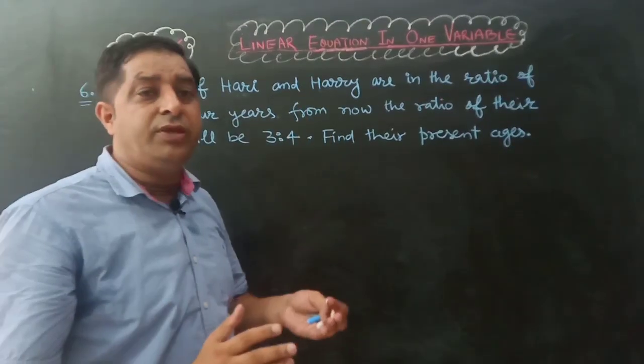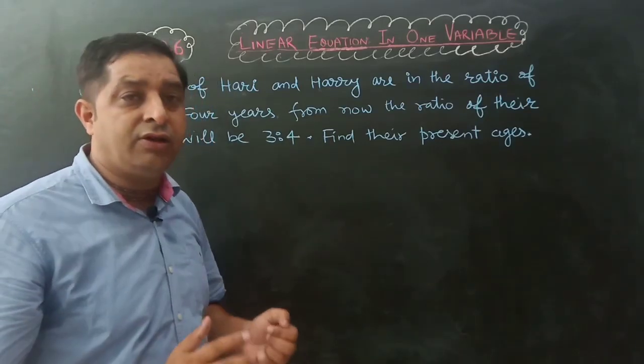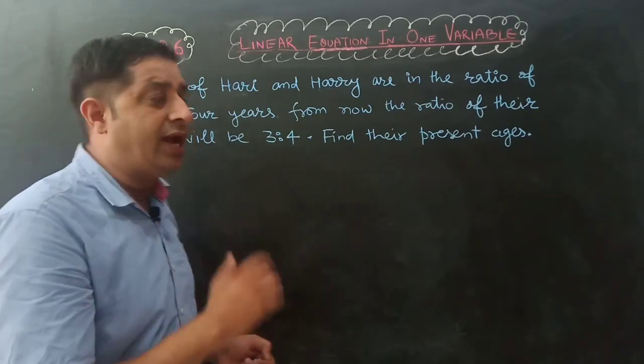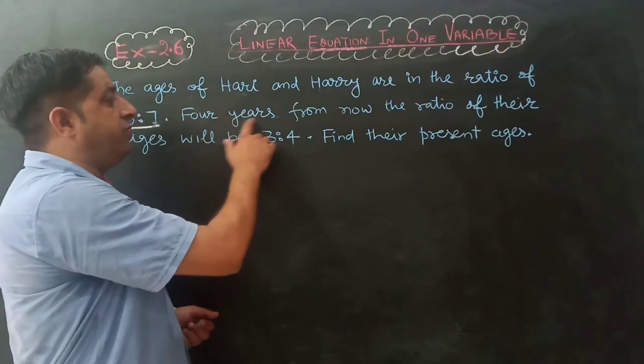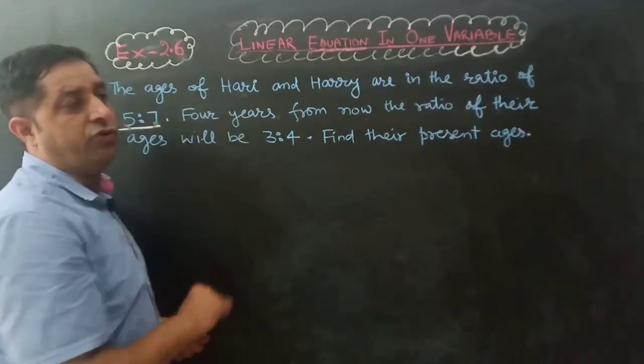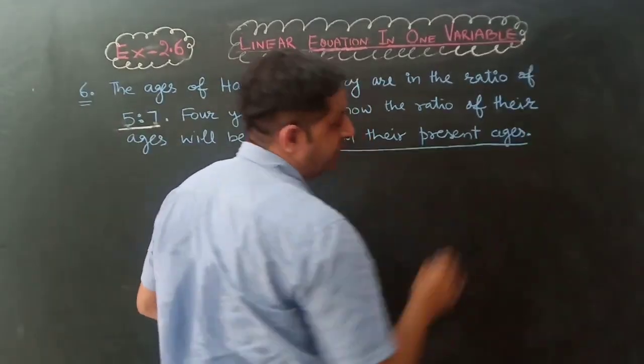4 years from now means after 4 years. If it is written 4 years hence, 4 years after, or 4 years from now, it means that we have to add 4 years to their ages. 4 years from now, the ratio of their ages will be 3:4. Find their present ages. We have to find their present ages.